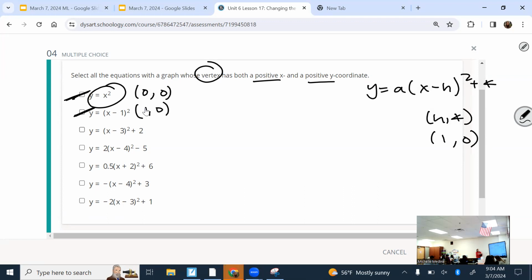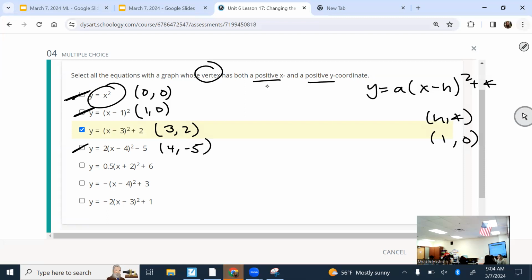Now the next one, table 6, can you tell me what the vertex is? It should be positive 3, positive 2. So the h is always different from how it looks. The k always matches how it looks. So this is our first one where both coordinates are positive, so we're going to select that one. Table 7, what's our coordinate for this one? So then we're not going to pick this one because we want them both to be positive for this question.